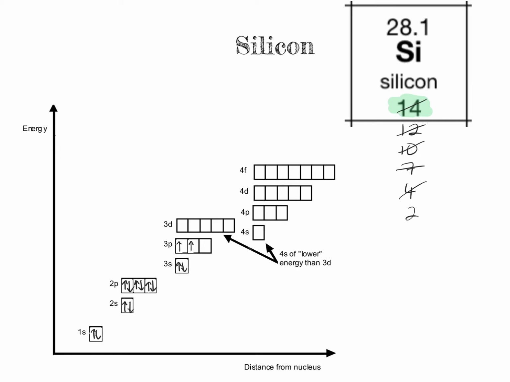So we can write that out if you're asked for the electron arrangement of silicon. List the orbitals and tell us how many electrons are in them by putting the number of electrons as a superscript. So we've got 1s with 2 electrons in it, 2s with 2 electrons in it, 2p with 6 electrons in it, 3s with 2 electrons in it, and 3p with 2 electrons in it. And that is the electron arrangement for silicon.